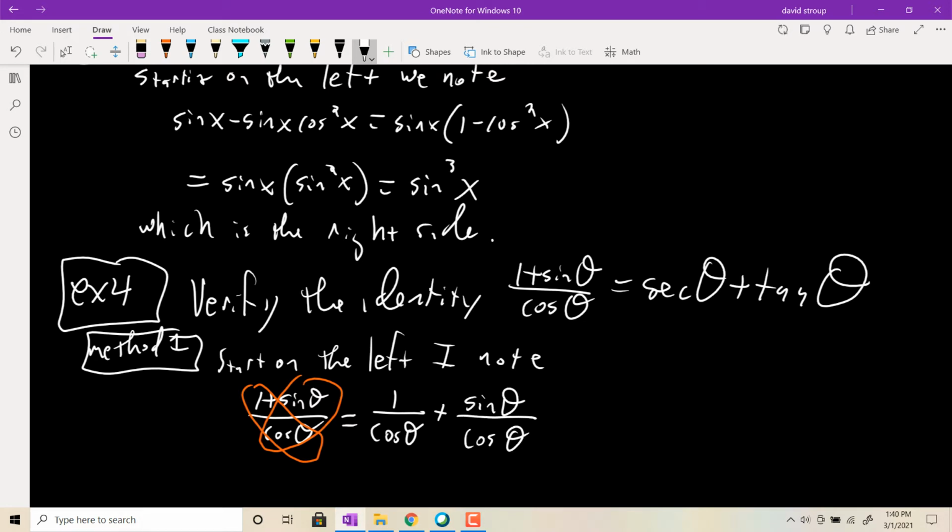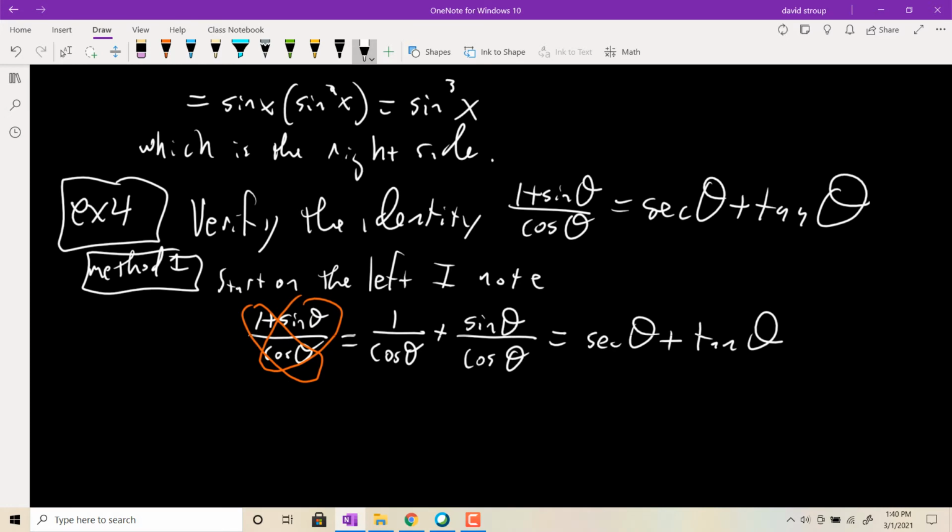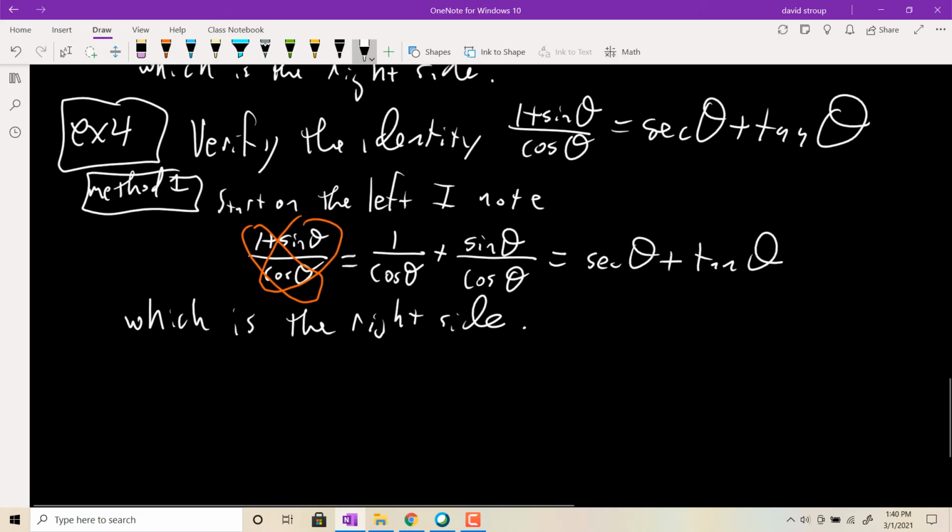And then you could use the reciprocal identity and quotient identity to rewrite that. So 1 over cosine is just your secant theta. Sine over cosine is just your tan theta. And already we got it, right? That's our right side. And we're done. Okay, so that's the first method. Let's look at a different method.